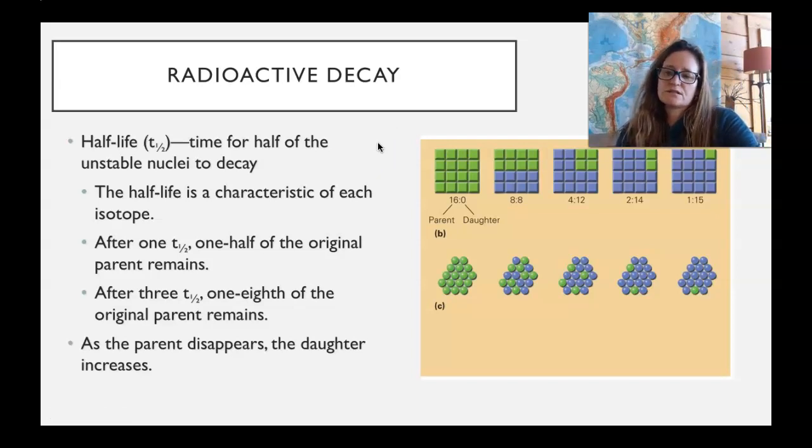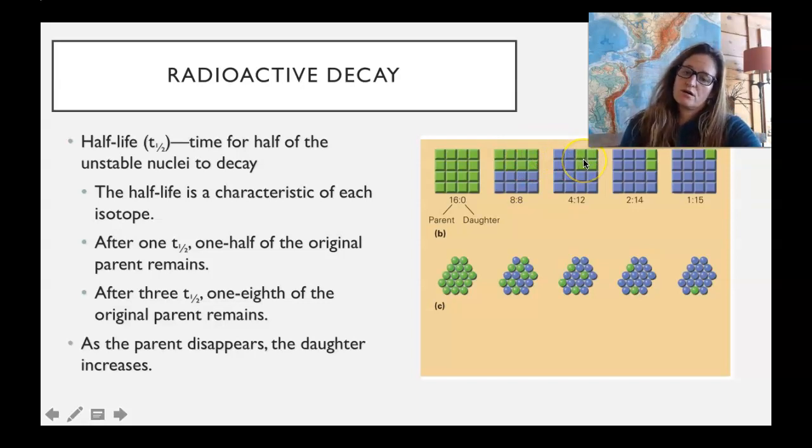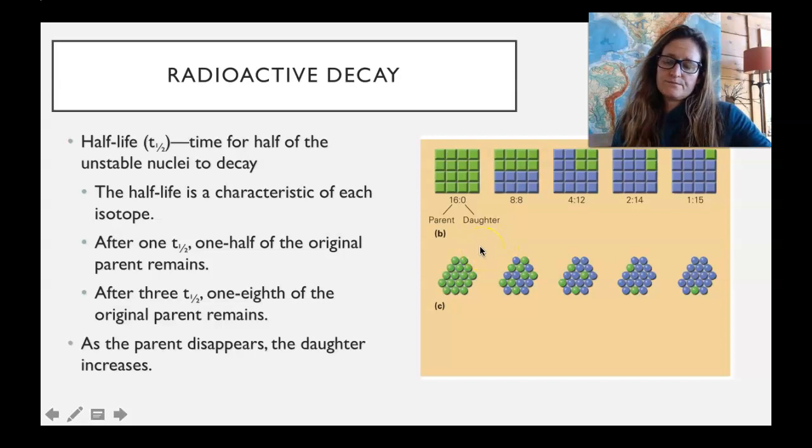Let's look at the example. In this example, there are 16 parents and 0 daughters. After one half-life, half of those parents are going to decay and turn into daughters. After another half-life, half of those 8 will be 4 left over of the parents, and now we have 12 daughters. Another half-life, going to decay again, have half of those, so 2 out of the original 16, and then down to 1. Eventually they would all decay away.